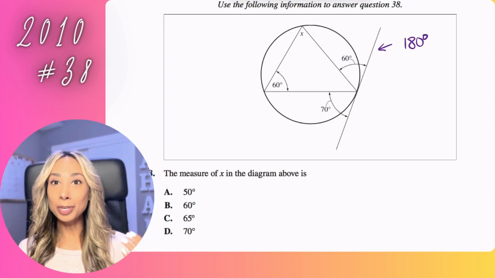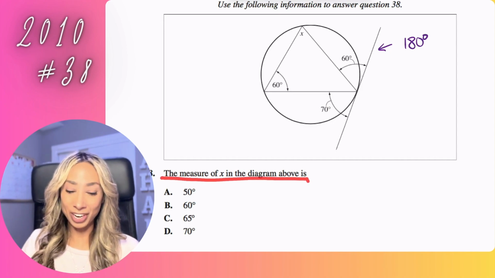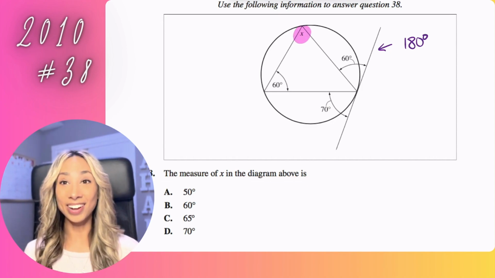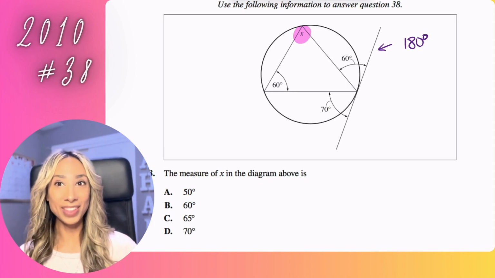Oh, I'm so sorry, I'm jumping ahead. Let me read the question. The question wants us to figure out the measure of this angle here, so that angle X. So we're going to use that tangent along with our properties of triangles to figure out that unknown side.